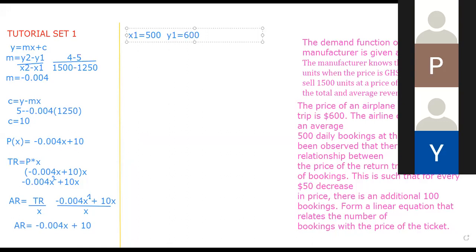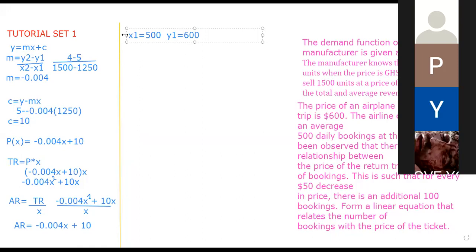Now we have X1 and Y1. We need X2 and Y2. It has not been given like in the first instance where it was given straight away. But they have given us a statement that, if you understand it, you can use to get your X2 and Y2. They said it has been observed that there is a linear relationship between the price of the return trip and the number of bookings, such that for every 50 decrease in the price, there is an additional 100 bookings.